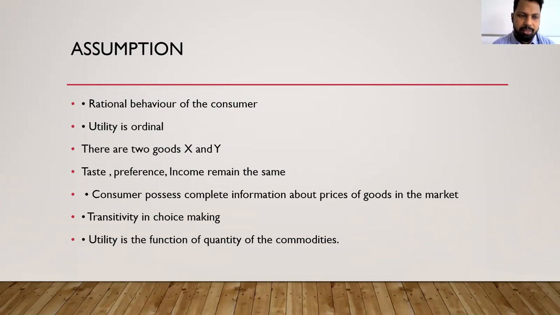And there is also consistency of choice. Utility is a function of the quantity of commodities. In choice making, it is transitive. And the consumer possesses complete information about the prices of goods in the market. And then there are two commodities, utility is ordinal, and the rationality assumption. These are some of the assumptions of the indifference curve approach.